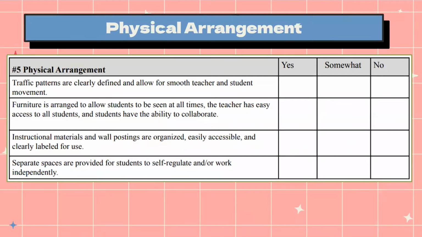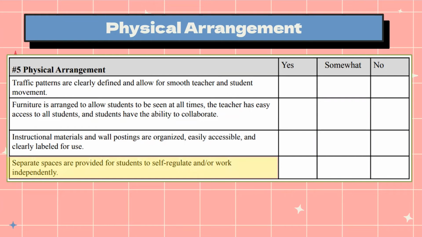Checking the fidelity of the physical arrangement of the classroom is simple. We are looking to determine if traffic patterns are clearly defined and allow for smooth teacher and student movement. Furniture is arranged in ways that allow for students to be seen at all times and allow the teacher easy access to the students while allowing the students the ability to collaborate. Are instructional materials and wall postings organized, easily accessible, and clearly labeled for use? And finally, are there separate spaces provided for students to self-regulate or work independently?